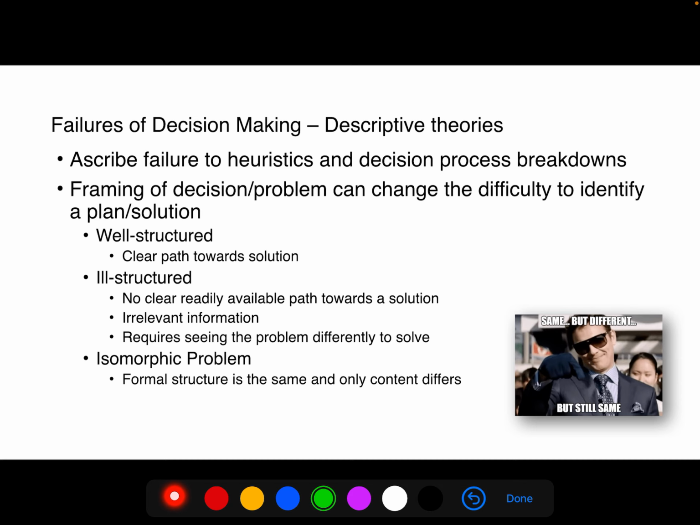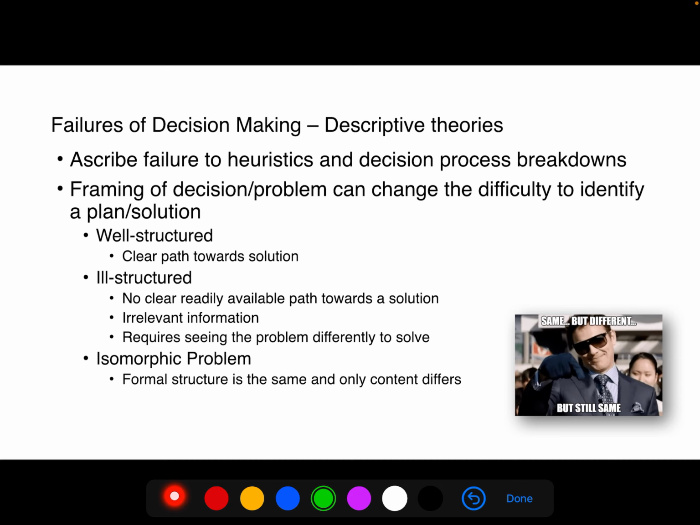They assume, right, there's a well-structured plan, then there should be a clear path toward a solution. That's if you frame it in that sense, right? If it's an ill-structured framing, then there might not be a clearly relevant path toward a solution. You might be dealing with irrelevant information and require seeing the problem differently in order to solve it. Or you have an isomorphic problem.